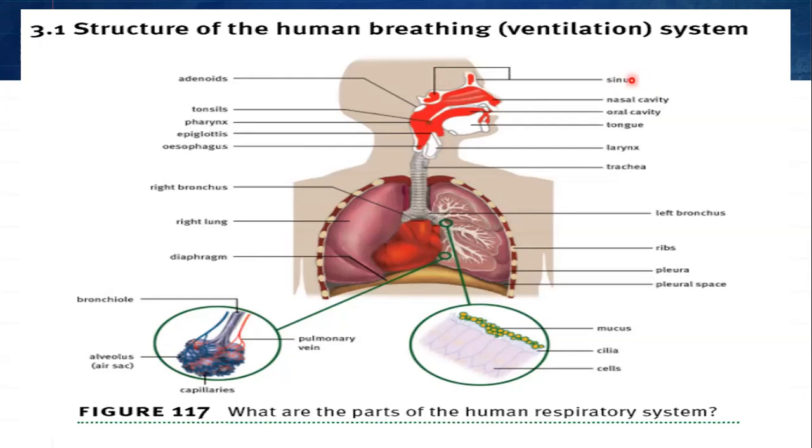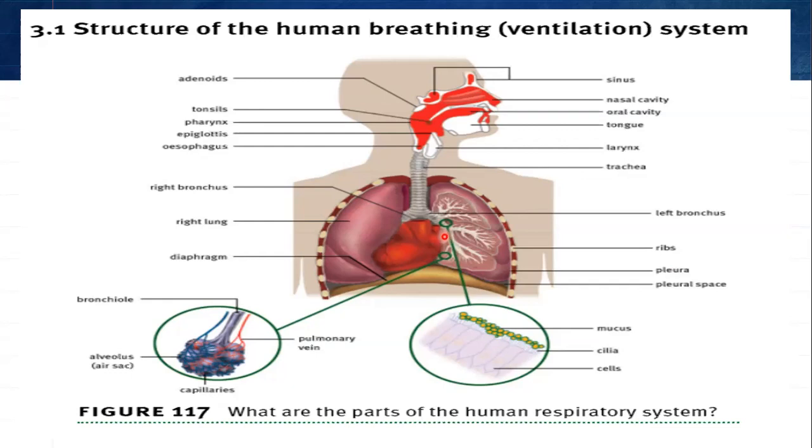Looking at the very top, you have your sinuses, the nasal cavity, the oral cavity, the tongue, larynx, trachea, left bronchus, ribs, pleura, pleural space, all of these. You can even see by their structure. I think by just looking at the structure, you can almost guess its function, but we'll delve deeper into it.